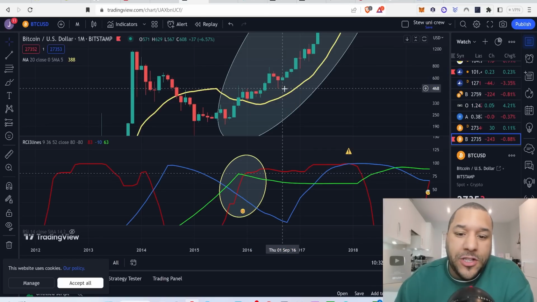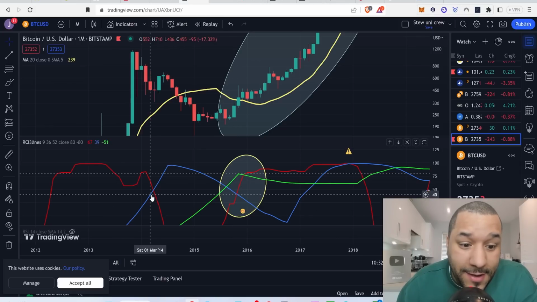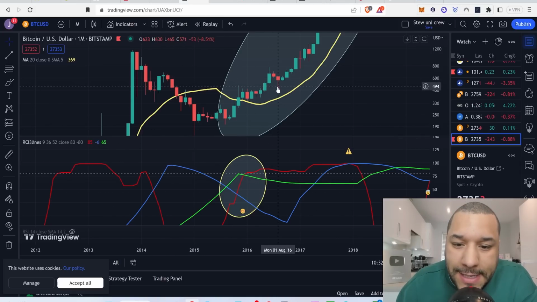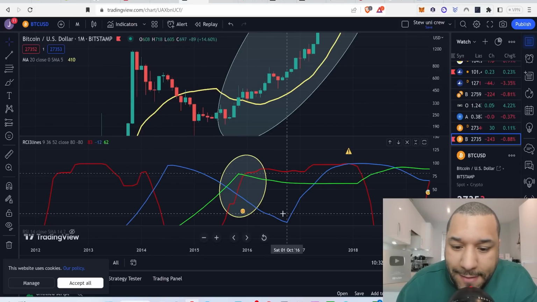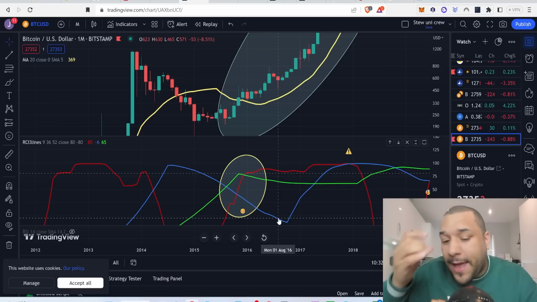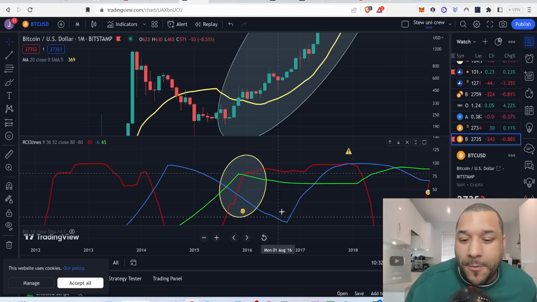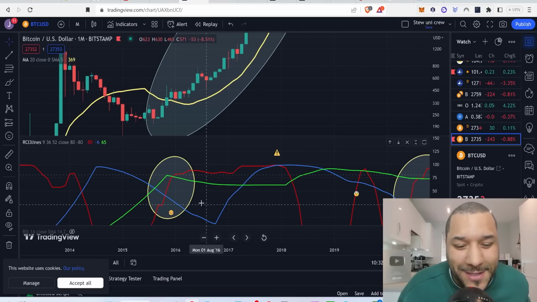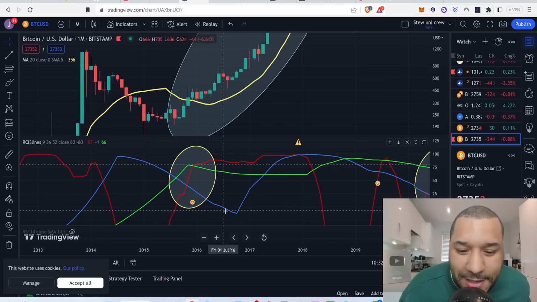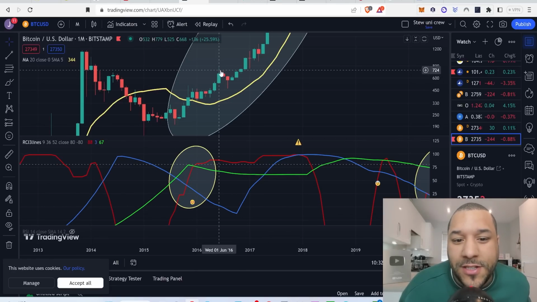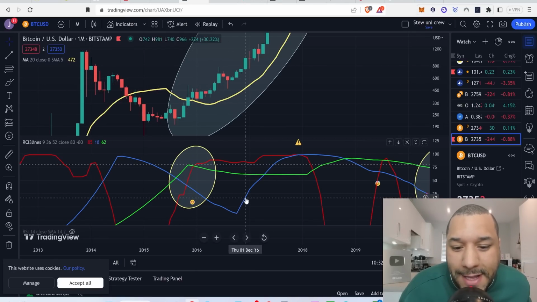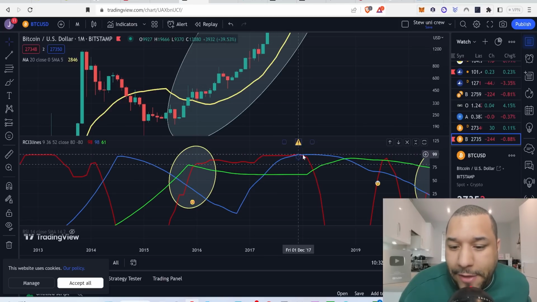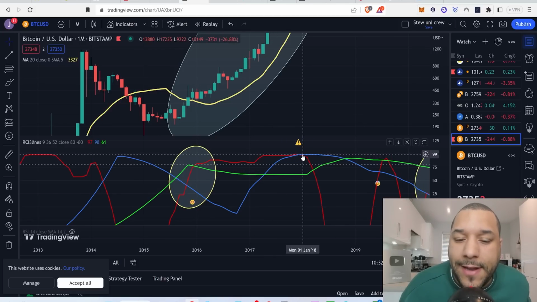But had you been watching this RCI 3 lines, you would have seen that, look, the blue line is right down here. We now know that it has to come up and cross with the red line for it to say, okay, this is over, it's exhausted. You see what I'm saying? So this would have been a great indicator to say, actually, no, there's still more room to go. This is just a correction. There's more room to go because this blue line's coming up. And that's what we're waiting for, the cross of the blue line and the red line.